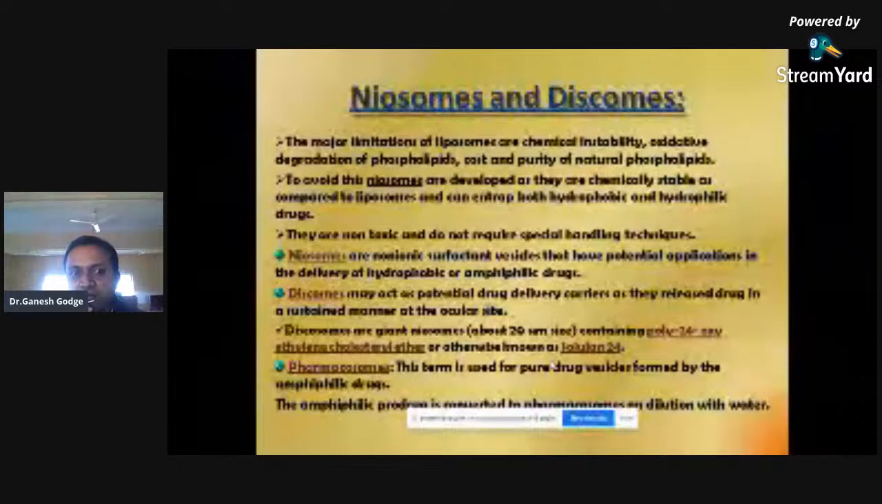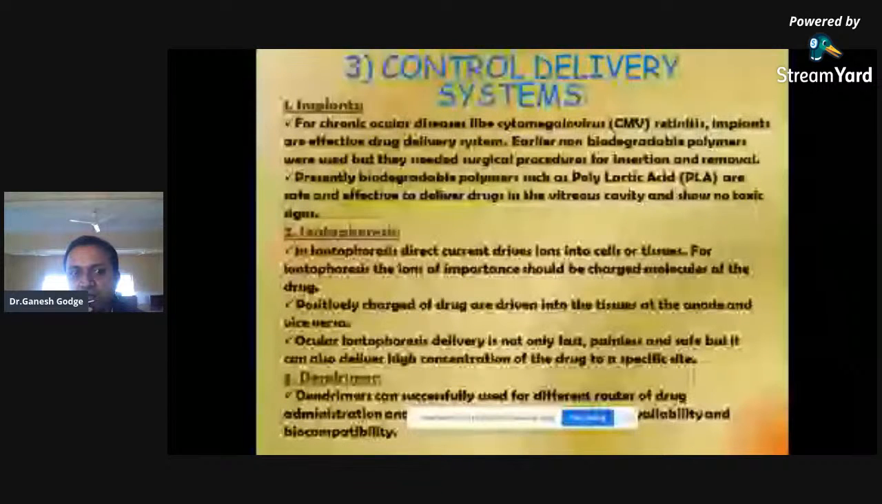Then controlled drug delivery system. After vesicular drug delivery system, another type of ophthalmic products are controlled drug delivery systems, meaning new ocular preparations. First example is implants. Implants for chronic ocular diseases like cytomegalovirus, abbreviated as CMV, retinitis. Implants are an effective drug delivery system.